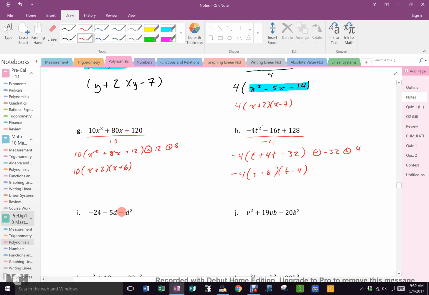So, what's weird about I? It's in a reverse order, right? So what are some options? What could I do here? I might be able to factor it right away, right? Or I could switch the order around. I need to have a -d squared, a -5d, and a -24, right? Now it's in the order I like.